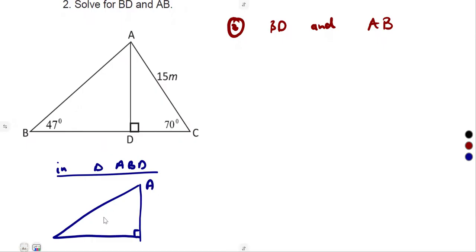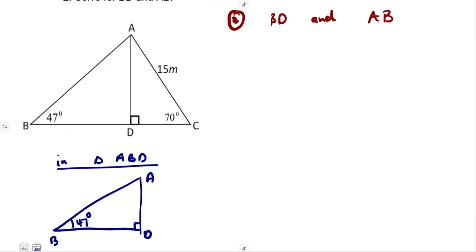This is our A, this is our B, and this is our D. And there's an angle of 47 degrees. That's the only thing that we're given. They want us to determine the other sides, so it is impossible without a single side given. If we were given this AD, it was going to be easier for us to determine these two. We can use our trigonometrical ratios. So in ABD, we are limited to find these two.